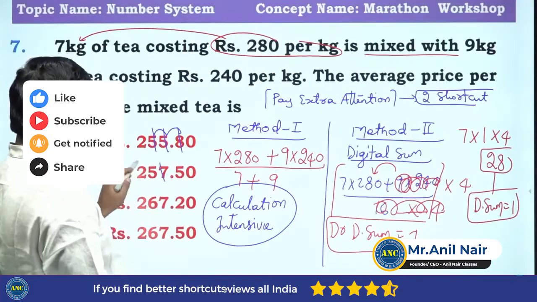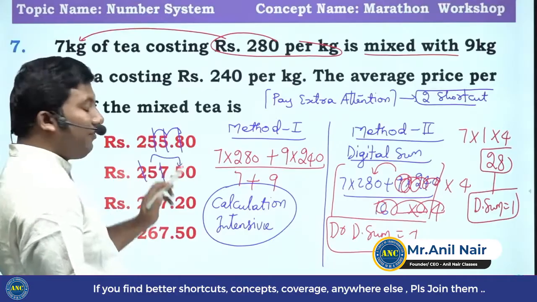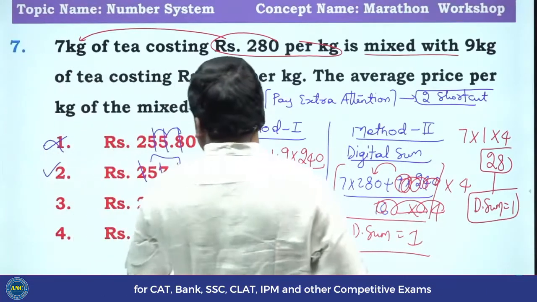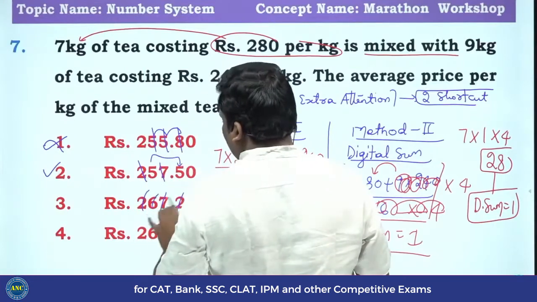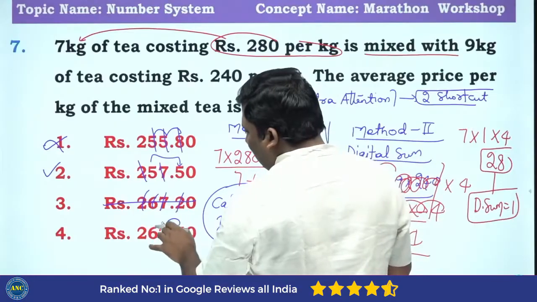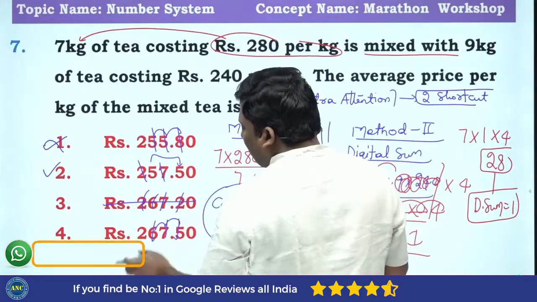7 plus 2, 9. 5 plus 5, 10. Answer digital sum, it is 1. 7 plus 2, 6 plus 2, 8. Answer digital sum, it is 8. 7 plus 5, 12, 18. Answer digital sum is 2.